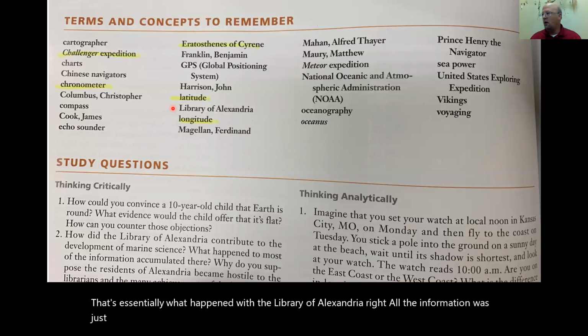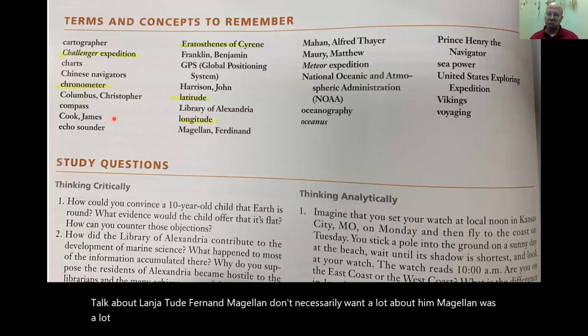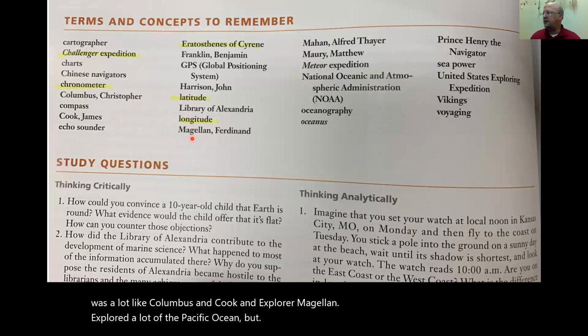Burned. Talked about longitude. Ferdinand Magellan, don't necessarily want you to know a lot about him. Magellan was a lot like Columbus and Cook, an explorer. Magellan explored a lot of the Pacific Ocean, but he was an explorer. That's what that is. Mahon, we'll skip him.